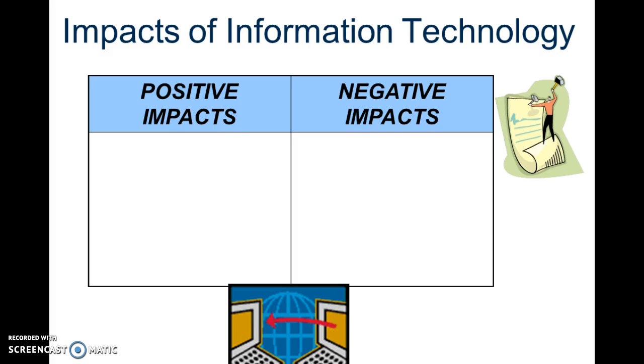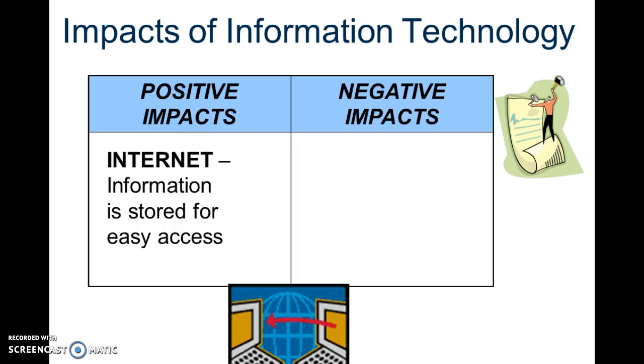Let's think about some of the impacts of information technology. Earlier in What is Engineering, I discussed how our wants may be more stressful to us than what they actually should be. Some positive impacts of information technology is that the internet has information that is stored for easy access. Think about the bell ringers you do. You can often find that definition quickly. Or maybe when you're working on a language arts project, you use your Chromebook to get on the internet and find resources.